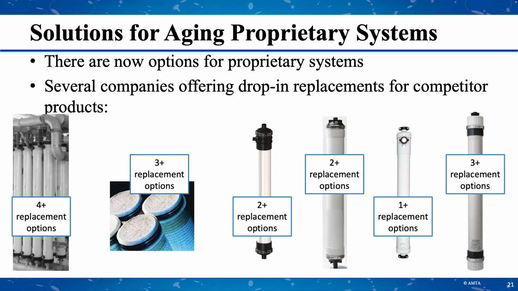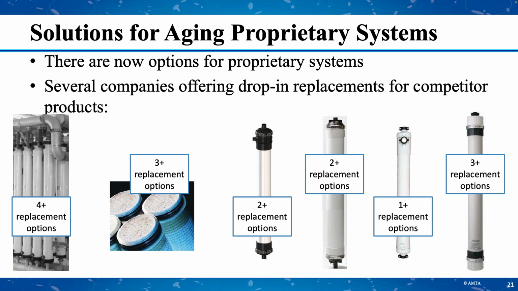Okay, so lastly, let's talk about some of these solutions for aging proprietary systems. So like I said, now there's multiple options out there. I'm showing some examples here. So what we can see is that there's more than one, up to 4+ in some instances for different types of technologies. So if you have one of these proprietary systems, you are not necessarily locked in like you were before.